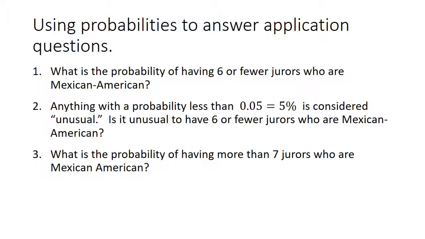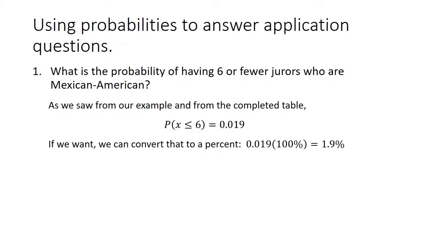And what is the probability of having more than 7 jurors who are Mexican American? So, what's the probability of having 6 or fewer jurors who are Mexican American? This is the example that we worked with the calculator a few slides ago. The probability that x is less than or equal to 6 is 0.019. And you could also find that by looking back at the table, if you're given a table as opposed to enough information to put this in your calculator.